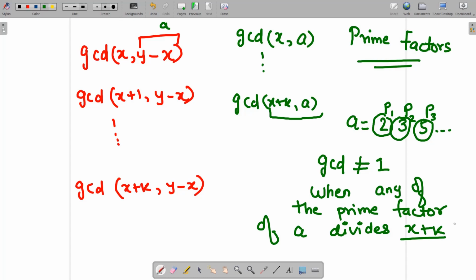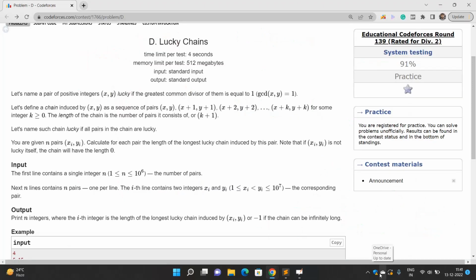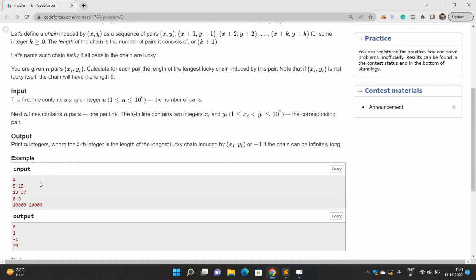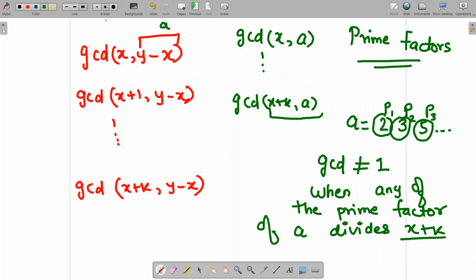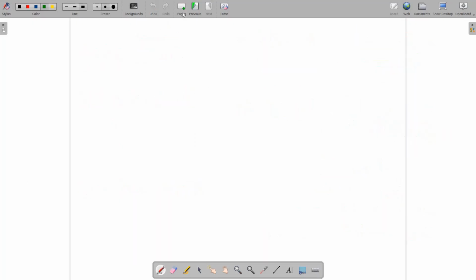Okay, so let's take an example from the problem statement and try to figure it out. Suppose the answer for 13 and 37 is going to be 1. Let's check how this answer comes out to be 1. So we have 13 and 37, this is x and this is y. First we will transform this as 13 comma y minus x, which is going to be 24.